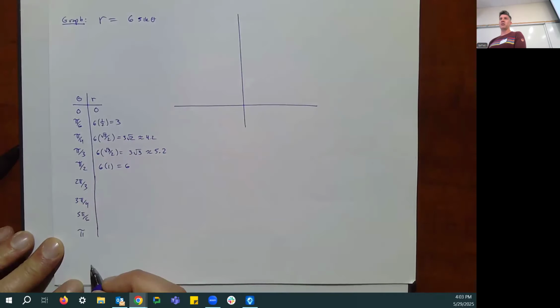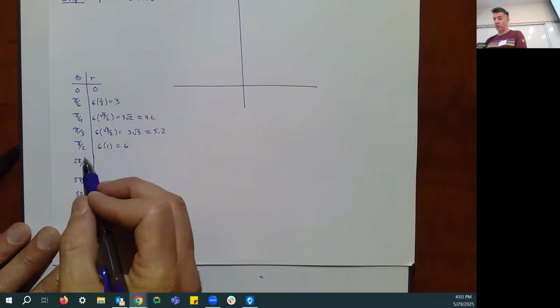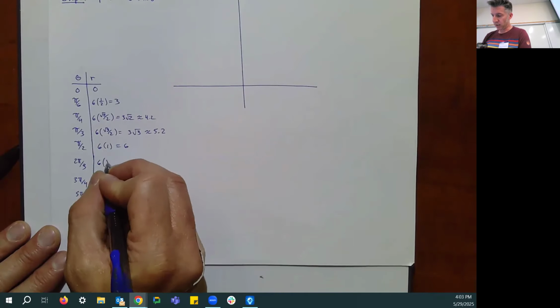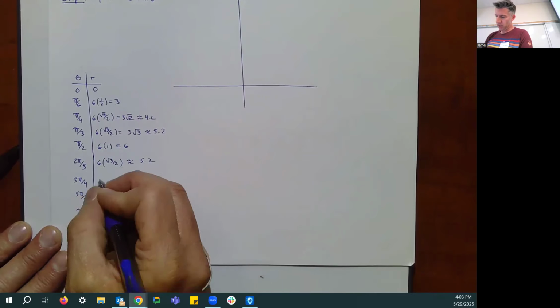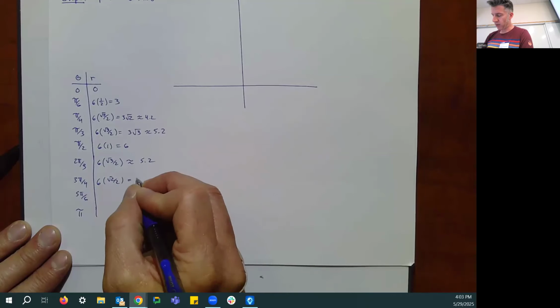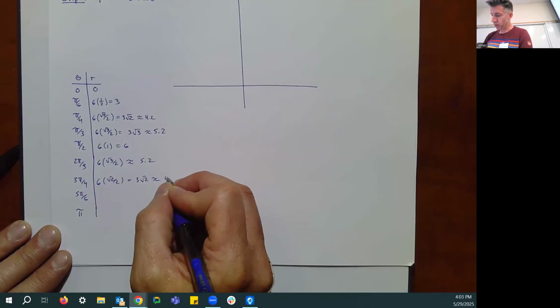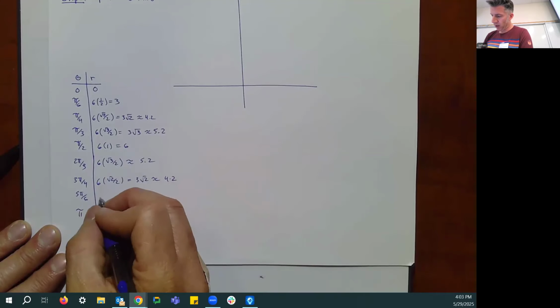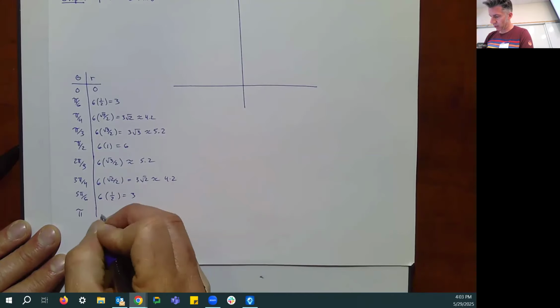The rest of these are just the same values in reverse order. Sine of 2 pi over 3 is also root 3 over 2, so we get 6 root 3 over 2, which is approximately 5.2. Sine of 3 pi over 4 is also root 2 over 2, so we get 3 root 2, which is approximately 4.2, maybe 4.3. And then finally, we get 6 times 1/2, which is 3, and then 0.